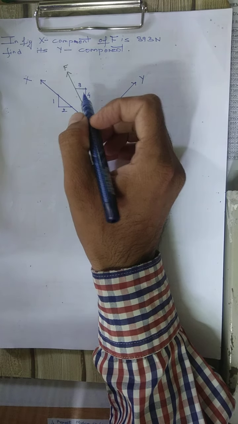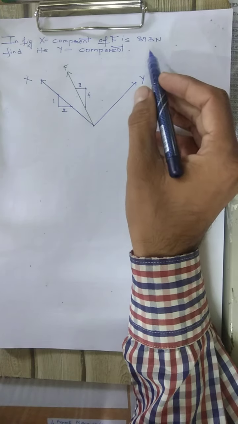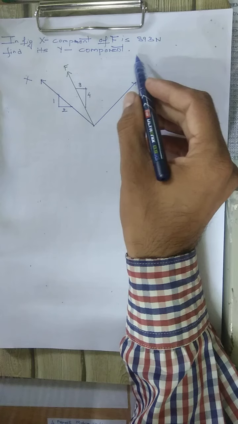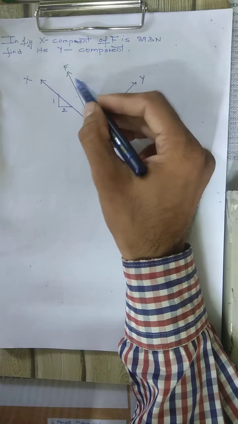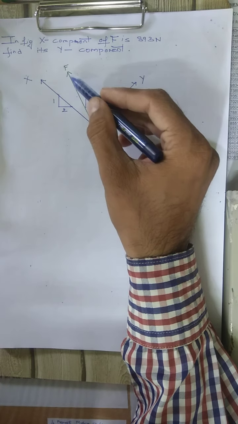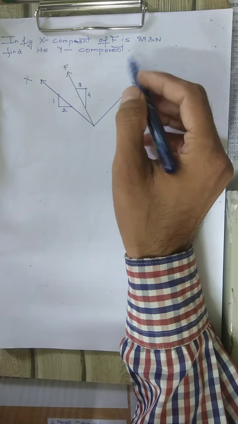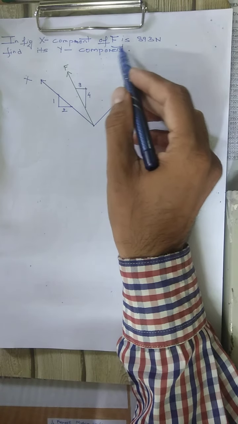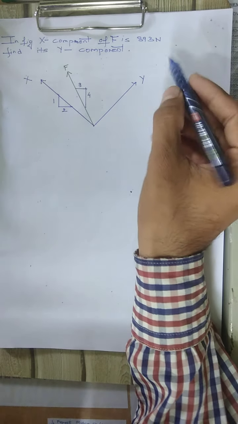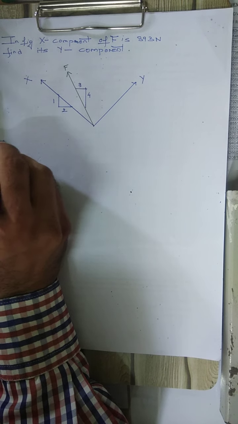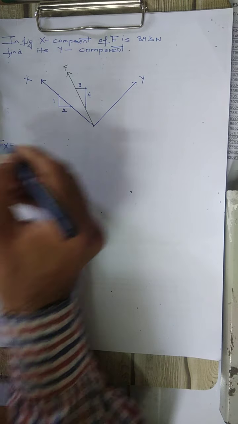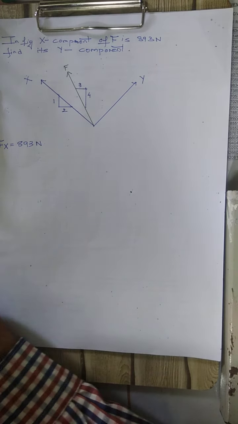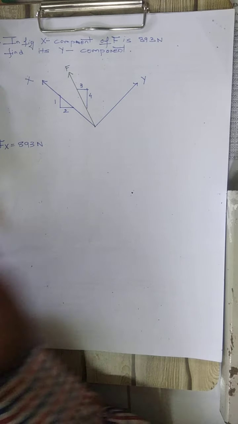In the figure, the x component of force F is 893. What this statement says is that the summation of Fx, that is the x component of this force F, is 893 newtons. Here I have drawn force F. Its x component has been given as 893 newtons, so Fx is 893 newtons.